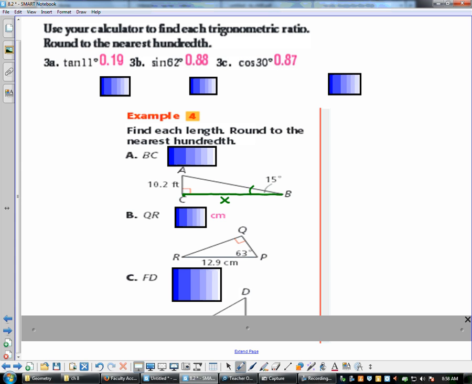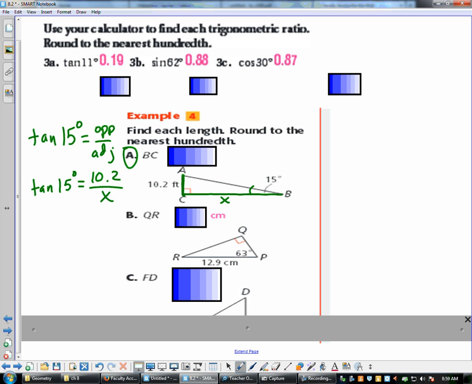I'm going to call it X for right now. We're given which side? Is this the opposite or the hypotenuse? Opposite. So we know the opposite, and we're trying to find the adjacent. Which trig function deals with opposite and adjacent? Tangent. So for problem A, the tangent of 15 degrees is equal to the opposite over the adjacent. The opposite leg is 10.2. The adjacent leg is X. We're trying to solve this equation for X.